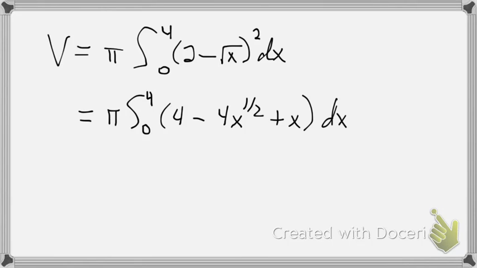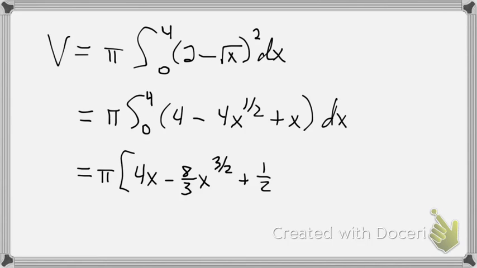Talking about intermediate algebra earlier. Can you square a binomial? Fingers crossed. Okay, those we can integrate. So pi is just hanging around. Antiderivative of 4 is 4x. Next, that would be an x to the 3/2, right? So minus 8/3 out front, because we got a 2/3 times the 4 already there. And then plus 1/2 x squared.